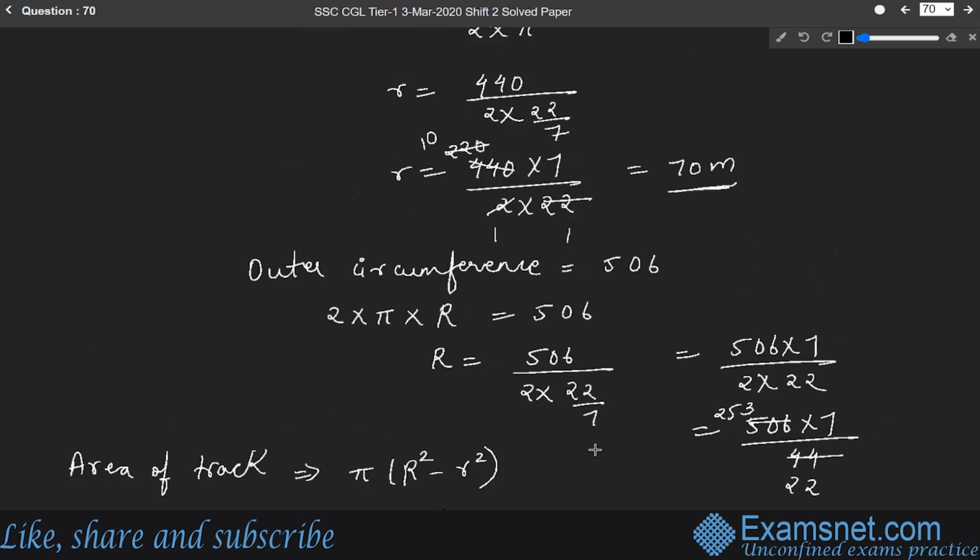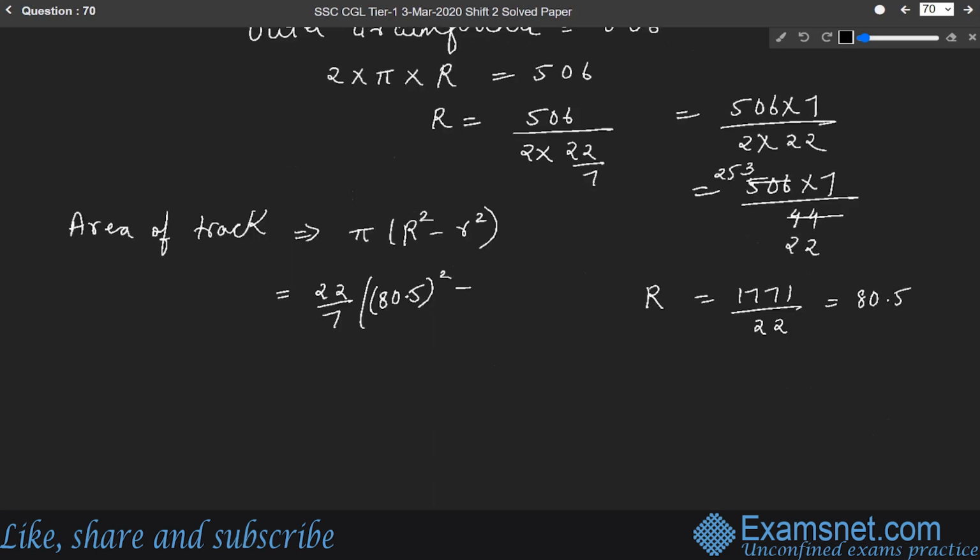What is small r? The inner radius. The value of inner radius is 70. So 70 square. Further solving, this will be equal to 22 by 7 multiplied by 150.5 multiplied by 10.5. All right. When we further cancel all these values, then it will be equal to 4966.5 meter square, which is the area of the circular track.